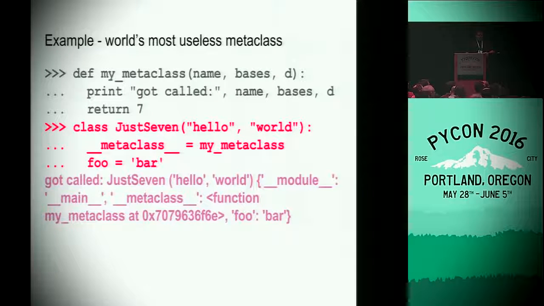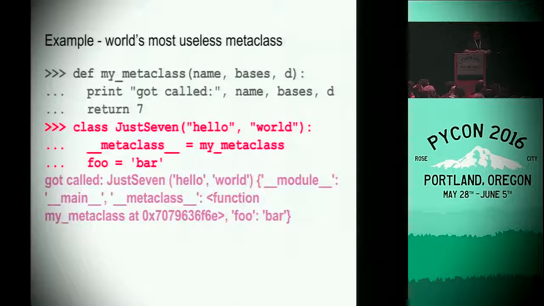And so what was it called with? The name. So the first thing was, I said class just7. That just7 right there comes in as a string. And then everything I inherited from, in this case 2 strings, come in as a tuple. And so we see that those come in. And then we get a dict of all the attributes that were in the body of the class. So __module__ was automatic. Python put that in for us. __metaclass__ and foo were things that we put in. And we see that those come through.